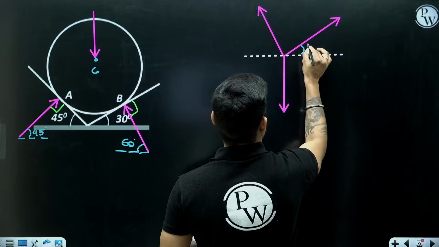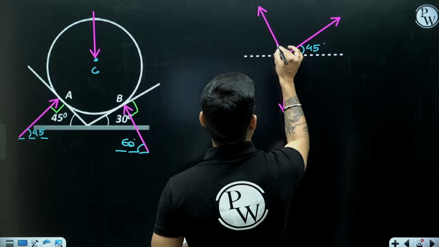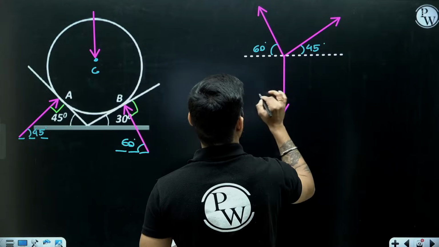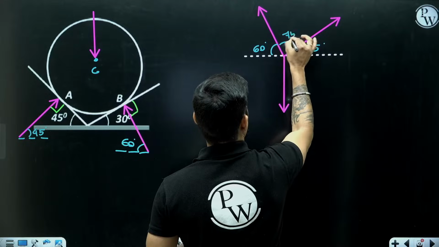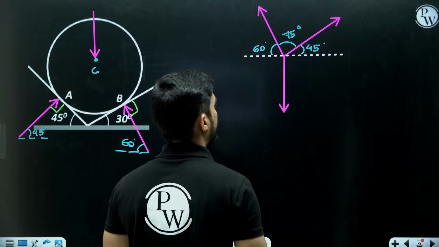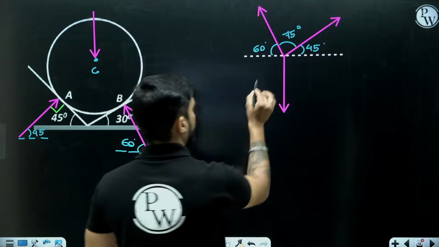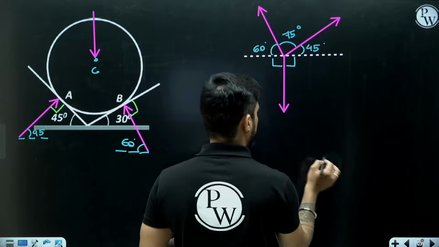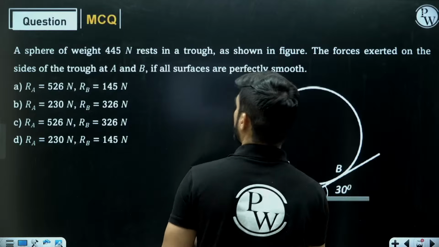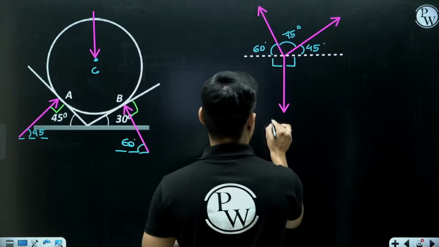So this angle is 45 degree and this angle is 60 degree. So what will be this angle? This will be 75 degree. This is 90 degree and this is 90 degree. This is the weight, 445 Newton. The weight is 445 Newton.